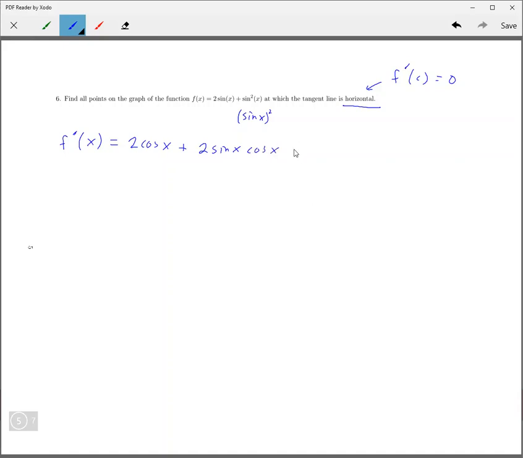And do you want to know where that is going to be 0? Okay. And so we can factor 2 cosine x out, and we're left with 1 plus sine x, and that's equal to 0. So we have cosine x being 0, or this could be 0, which means that sine x is -1.